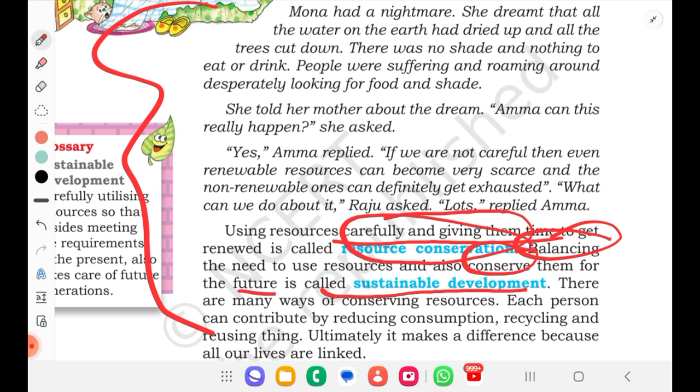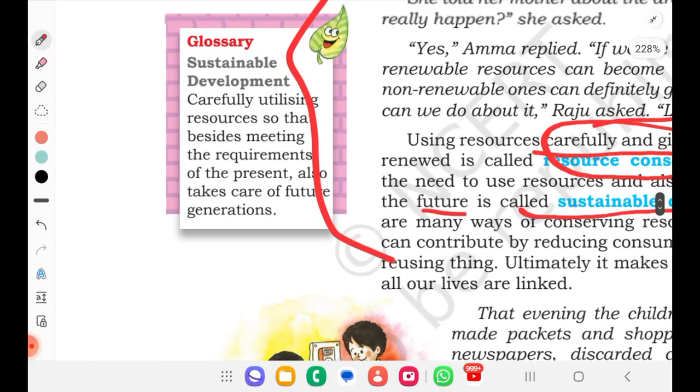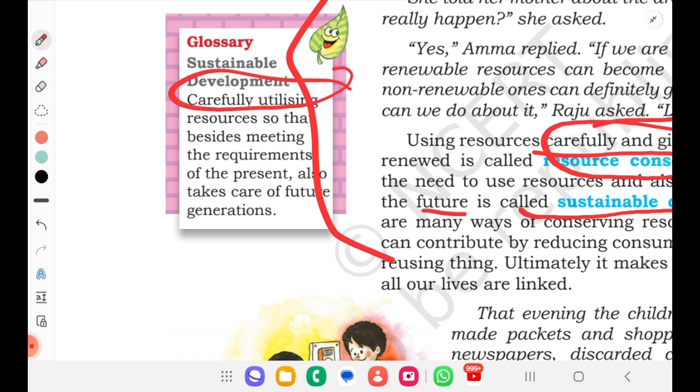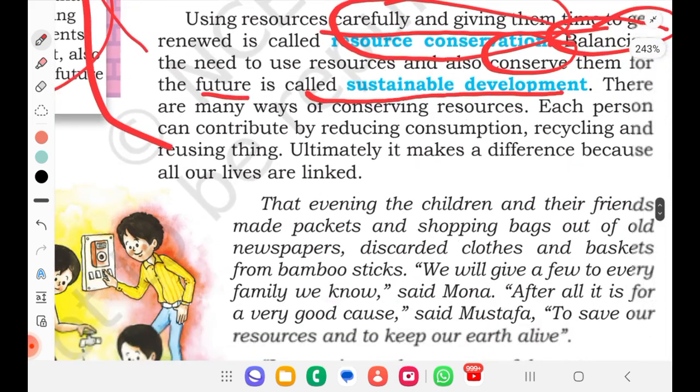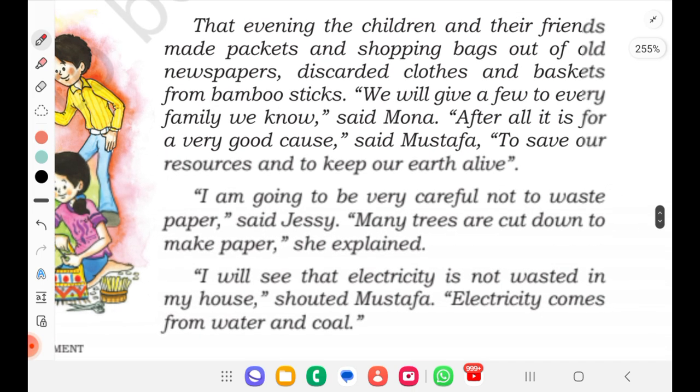If we conserve and also use wisely, then it is called sustainable development. So that is our main thing here. If you see here, they have a glossary: sustainable development, careful utilizing of resources so that, besides meeting the requirements of the present, it also takes care of future generations. So, using carefully and also conserving them for future use. Okay, so that is what we understood. We'll see till here.